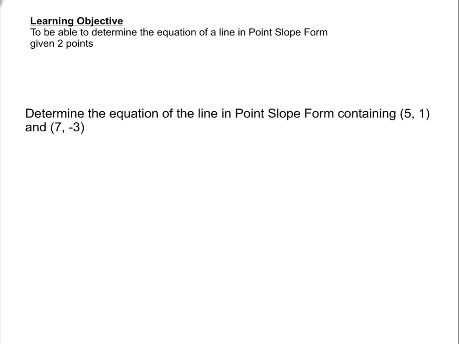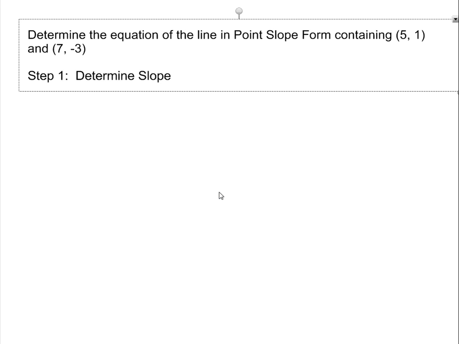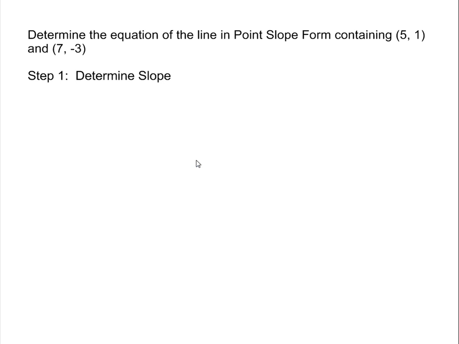But for those of you that have already watched that, we're going to be answering questions that look like this. Determine the equation of a line in point slope form containing (5, 1) and (7, -3). Okay, so to do this, the first step would be to determine the slope. You're given 2 points, so you can determine the slope. Pause the video and determine the slope of the line.